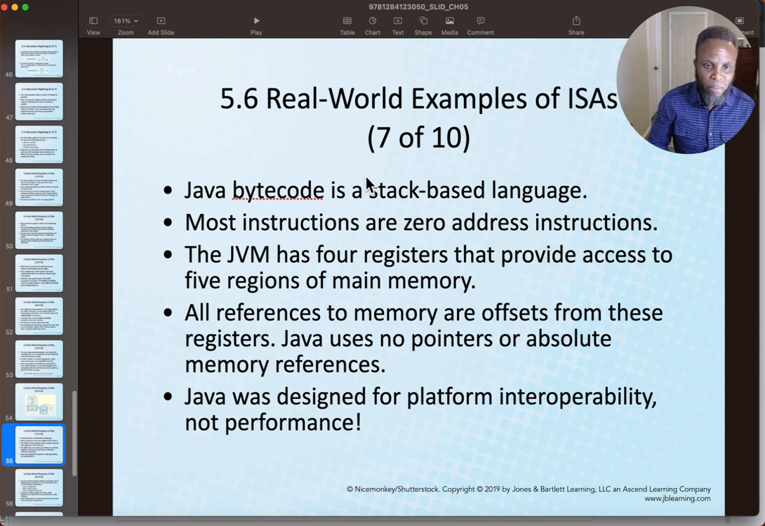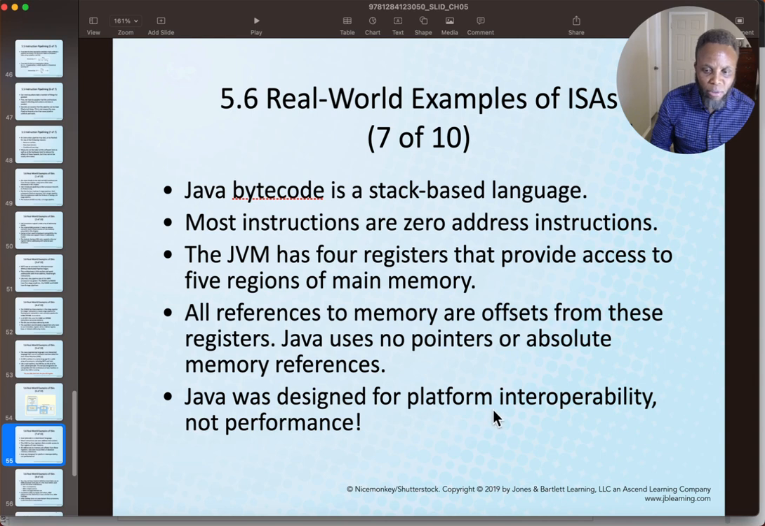So the Java bytecode is stack based. We talked about stack and things that just popped in and out of the stack. It says it has 4 registers that provide access to 5 regions in main memory. Interesting. And it uses the offset-based addressing scheme.